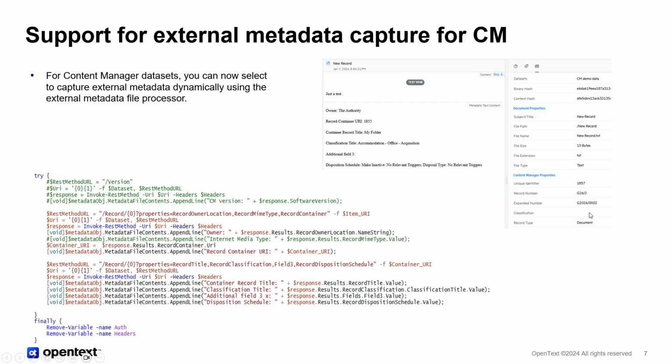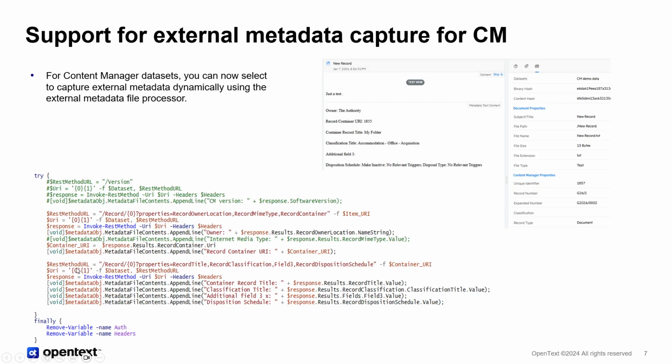So the ability to add extra metadata, which I've shown you on the left-hand side here, is the ability to capture extra information such as the record container URI, the container record title, and the actual classification of the container. So this document sits in that container inside that classification. And then anything else you want to do, additional fields, retention schedules, because often retention is controlled at the folder level.